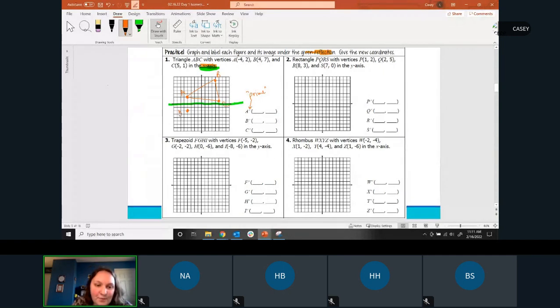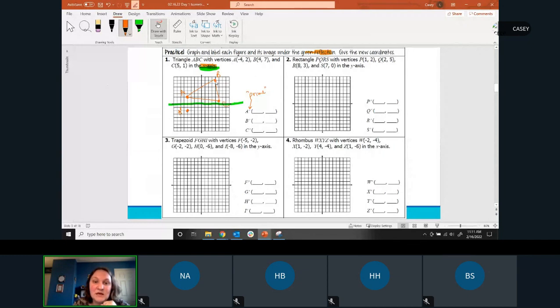So I'm going to label this point A prime. And really the reason for that is because if I say A and A prime, it's very clear that A and A prime go together, right? A gets mapped or changed to A prime.